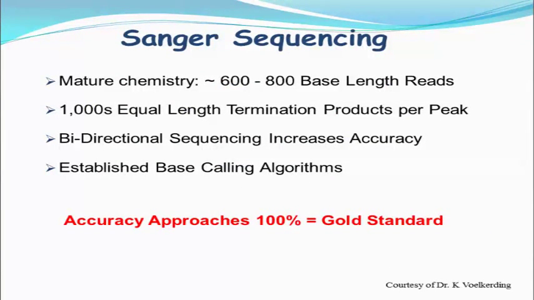Sanger sequencing is now a matured chemistry with good quality. It can give you roughly 600 to 800 base pair read length, and each Sanger sequencing peak counts more than 1,000 equal length termination products. Bidirectional sequencing increases the accuracy, and there are very well established base calling algorithms.